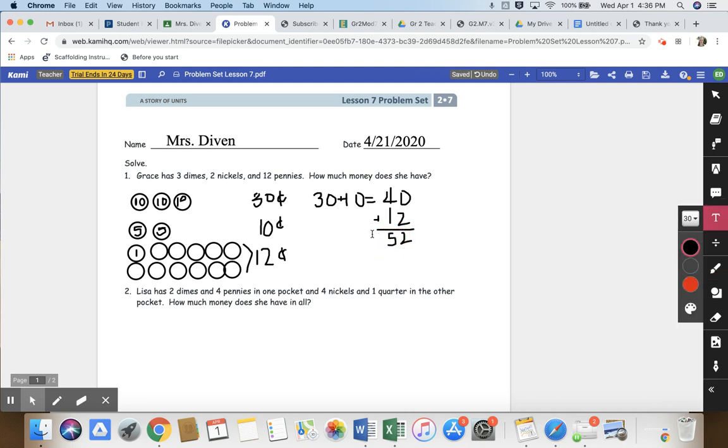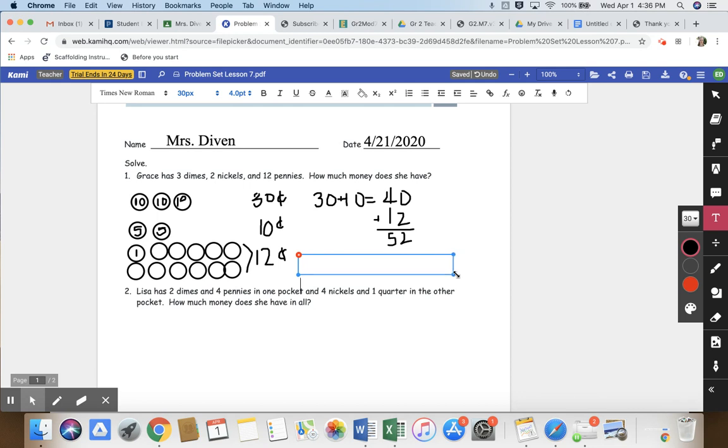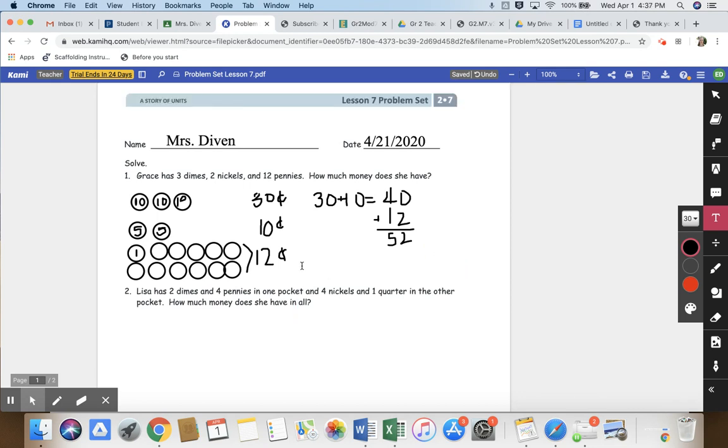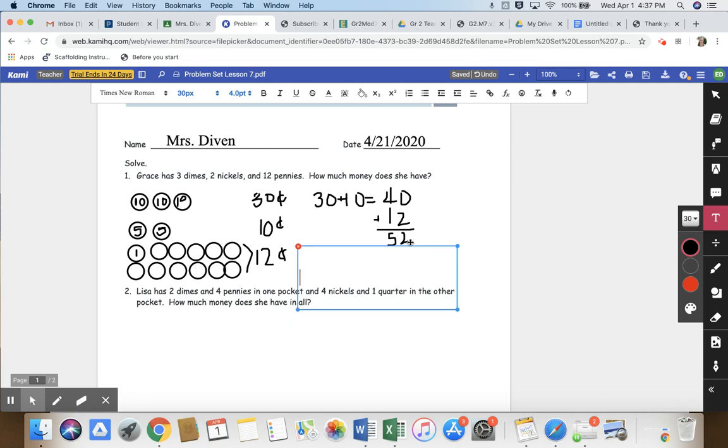So to finish off this problem, our read, draw, write, we will answer this question and we will say that Grace has, move this up here, 52 cents.